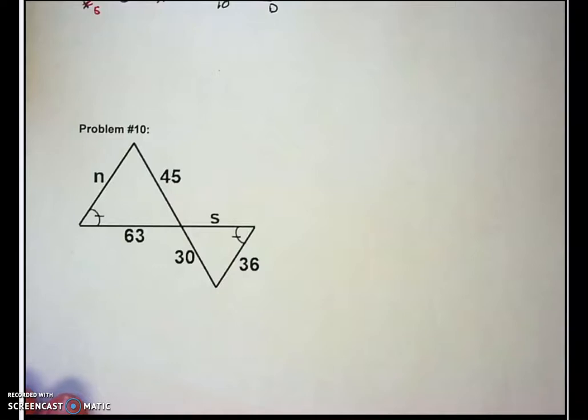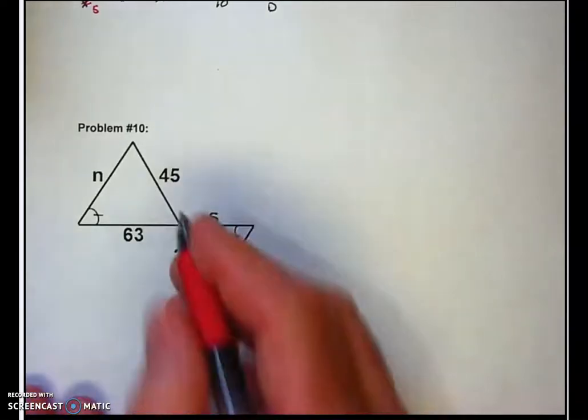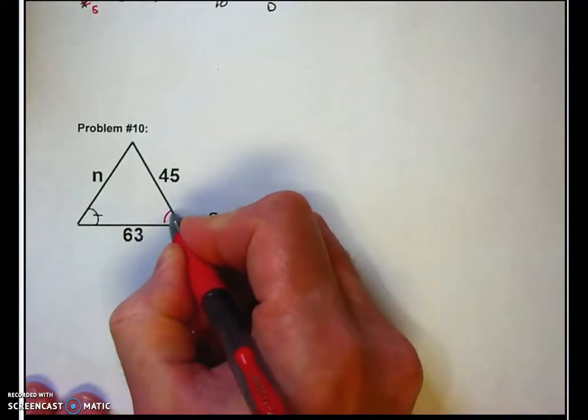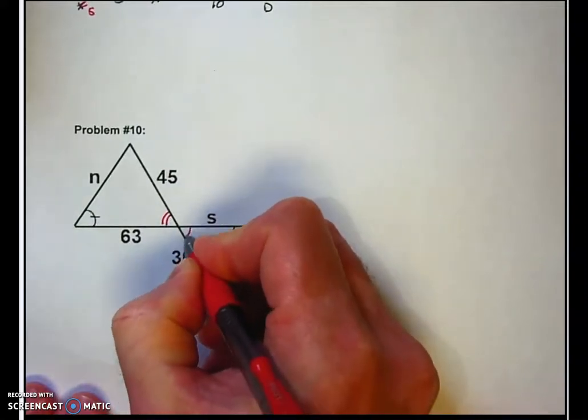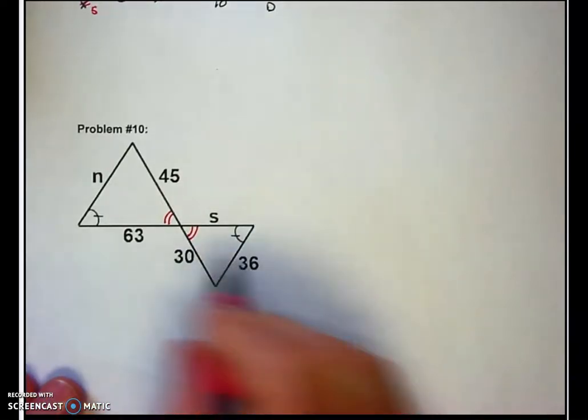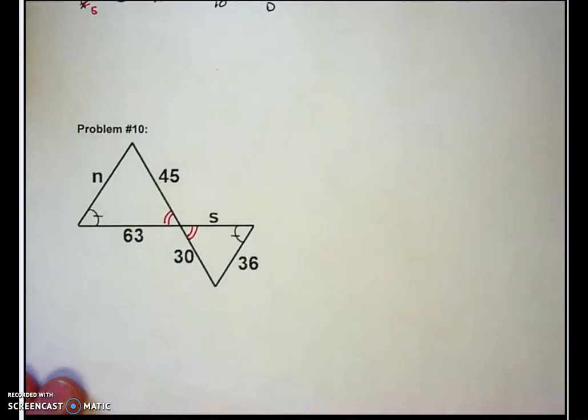I thought this one was a pretty tough one too. So what do we know about these two triangles? Well, we have two pairs of equal angles, because what kind of angles are these? Well, I hope you just said they're vertical angles. So we know that both of these triangles are similar to each other.